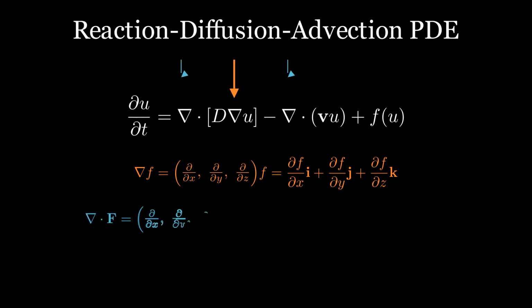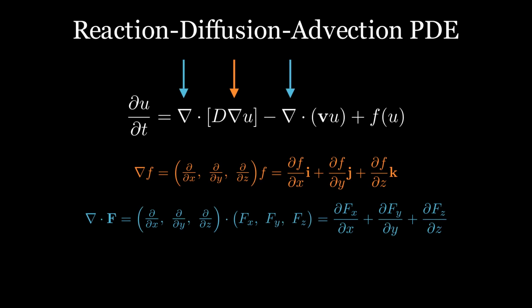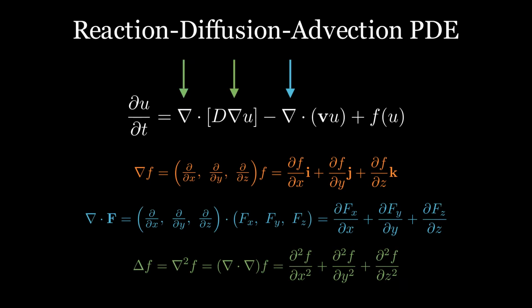The divergence of a vector field F is a similar concept, but it operates on vectors and produces a scalar quantity. A combination of these two identities results in the Laplacian, which is the sum of second partial derivatives of the function with respect to each independent variable.